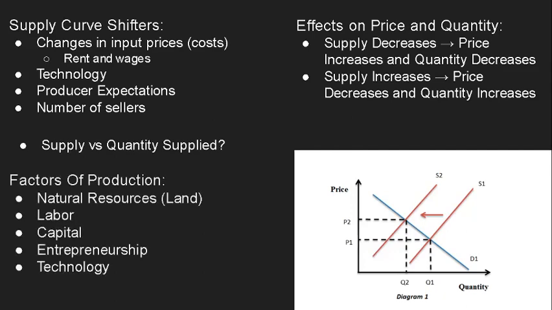It's also important to understand what the factors of production are. The factors of production basically define the overall supply for an entire economy. The overall supply in an economy is defined by the natural resources available, such as land, rivers, water, clean water, and labor, capital, entrepreneurship, and technology.